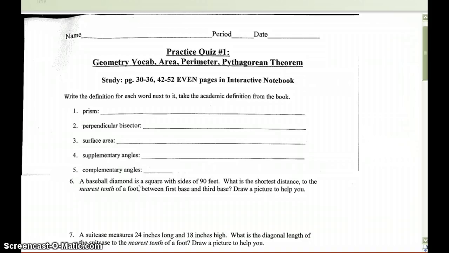And tomorrow, just a reminder, you will be tested on Pythagorean theorem. You will be tested on area and perimeter. Perimeter, also circumference. And these are the pages that you need to study in your interactive notebook to help you. And also the geometry vocab.